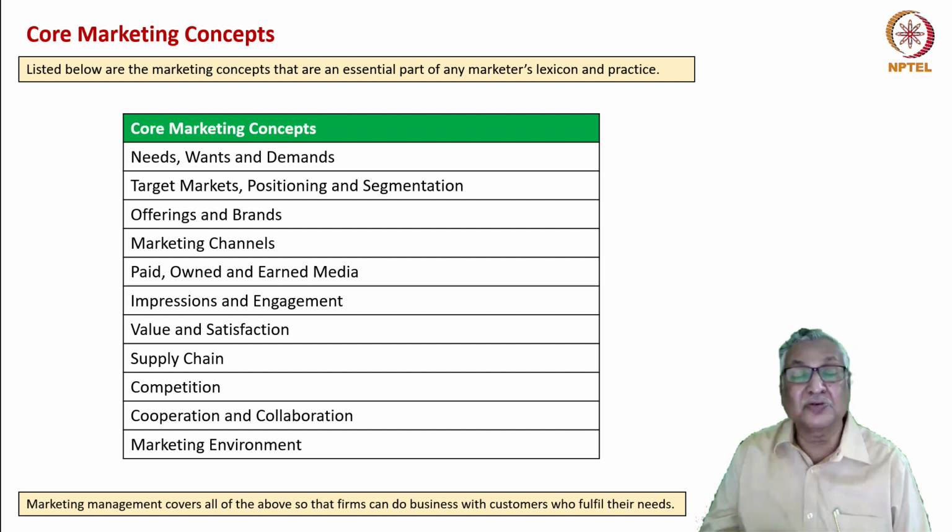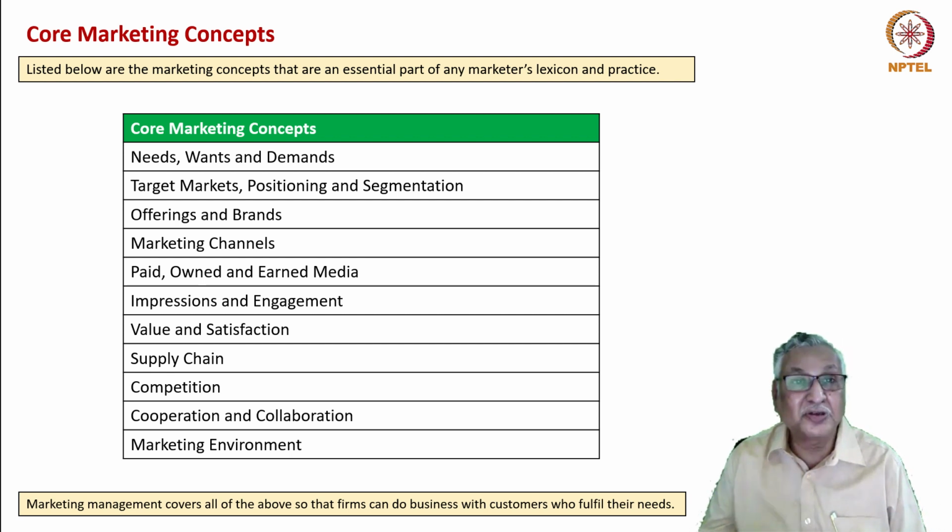So, value as well as satisfaction are important. Then, marketing depends very much on supply chain to be able to supply the products. The just in time supply, the ability to meet the SKU diversity is an important aspect of marketing. Marketing is not just about the company, marketing is also about competition.